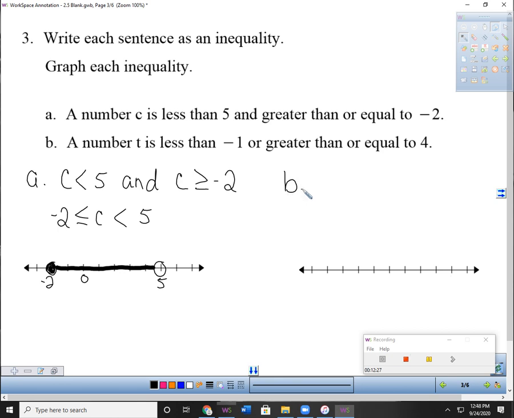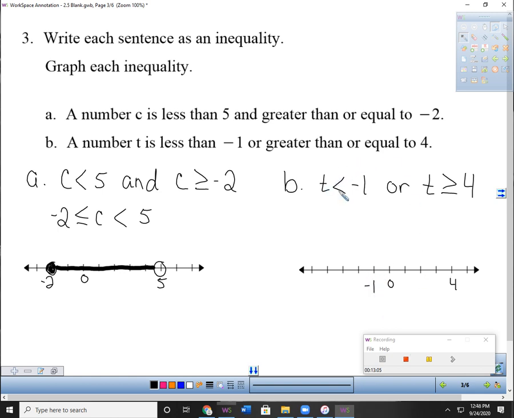Alright, part B. A number T, and remember I have to put a tail on your T so it doesn't look like a plus sign, is less than negative 1, or that same number T is greater than or equal to 4. So I've got two separate things here, right? It's an or statement, so I know I'm going to have to count all the way up to 4. So 1, 2, 3, 4, and then negative 1.